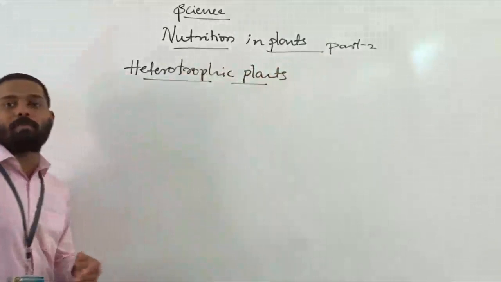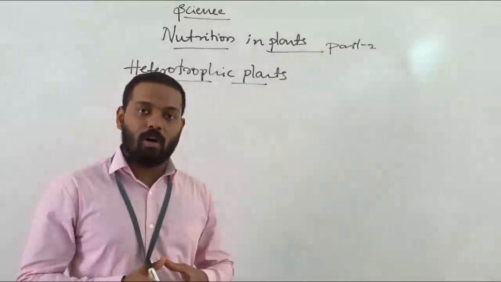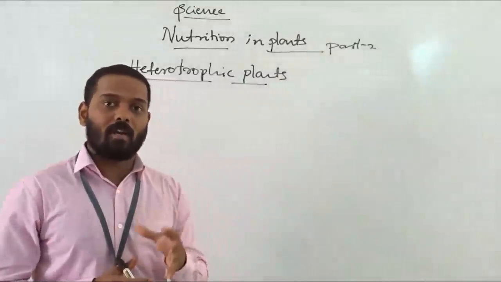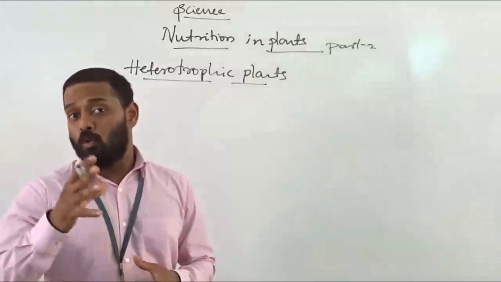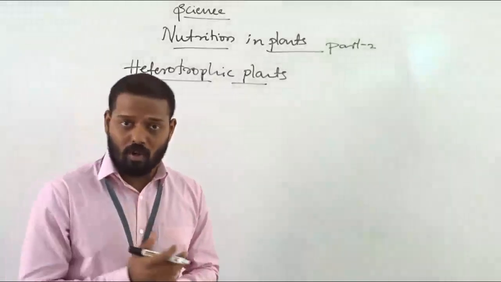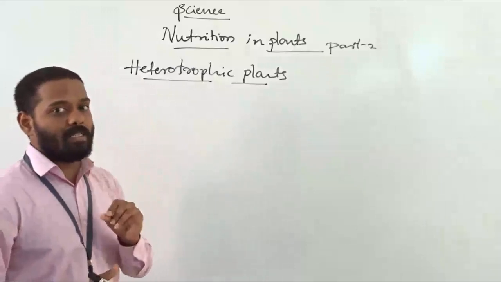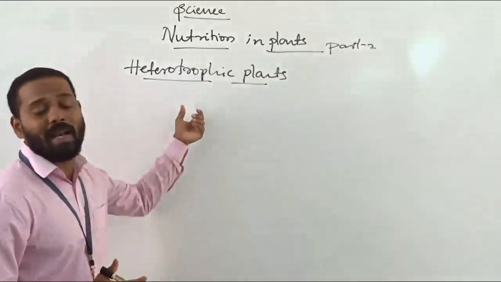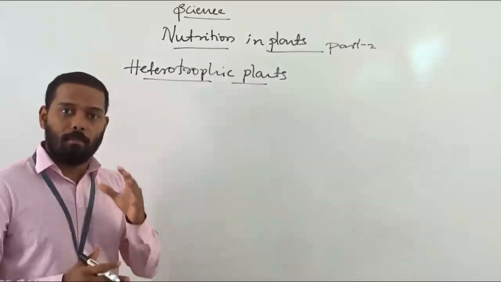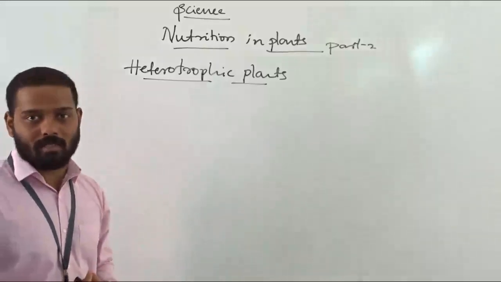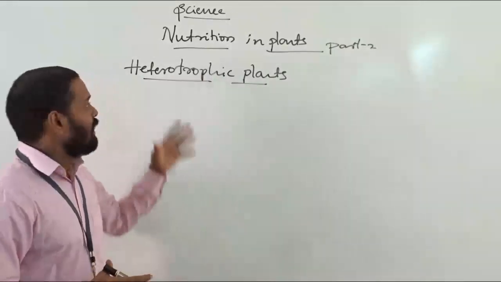What do you mean by heterotrophic plants? Those living organisms that depend on other living organisms for food, we can call heterotrophic living organisms. In animals, human beings are also heterotrophic living organisms. Microorganisms are also heterotrophic living organisms. Like that, in plants also, certain plants are heterotrophic plants. That means those plants cannot prepare food on their own, but depend on other living organisms for food. Such plants we call heterotrophic plants.